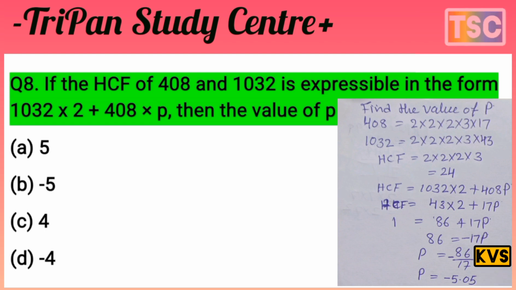That's important. And the remainder part here is also important. 24 is equal to 1032 into 1, and the remainder part here is 43 into 2. Okay, 43 into 2, there is a remainder. And the next is 408.